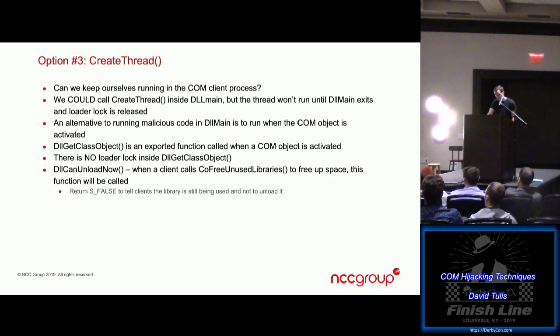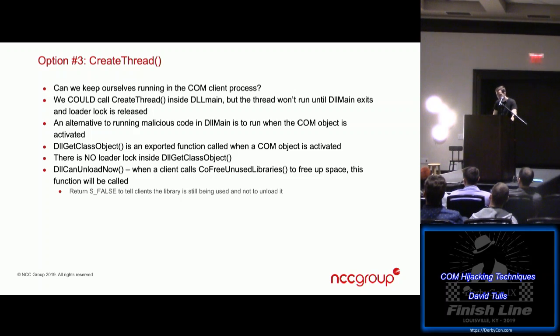So the DllGetClassObject function, this is exported by all COM enabled DLLs. This fetches the class objects implemented in the library. This function is called whenever a COM object is activated, and there's no loader lock that's held when this function is called. So we can try to keep our DLL loaded in memory by not returning the OK sign whenever DllCanUnloadNow is called. So this is called pretty regularly when a process is trying to free up modules that aren't needed anymore.